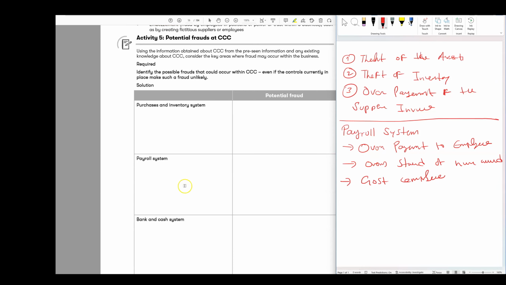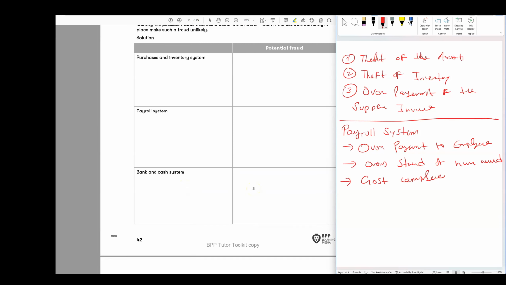All right, the next one we have here is the bank and cash system. The first one could be the theft of check. Because there is little control in place to store the checkbook securely, and it is stored in a drawer which is not always locked. So if we don't keep the checkbook in a locked drawer, it is possible there could be a theft of the check.